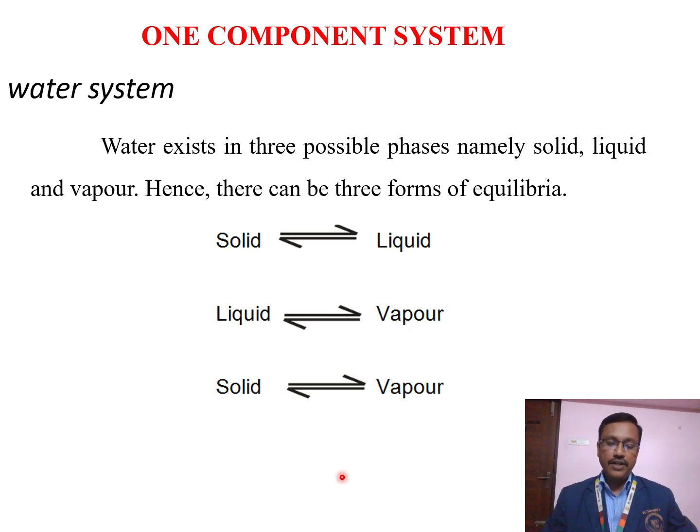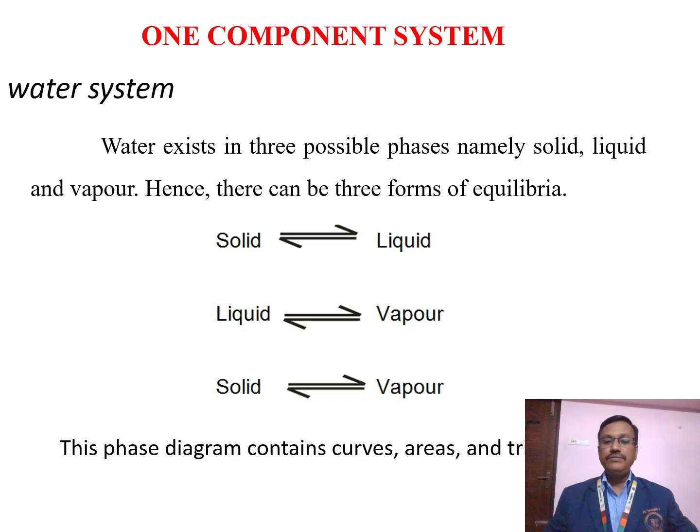Now, a question of recap. Why do we call the water system as one component system? Already we have seen in one component system, the example of water. Water may be in gaseous form vapor, liquid form water, or solid form ice. All the three can be expressed by a single formula H2O. That's why we call it as one component system.